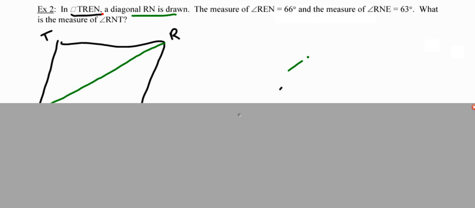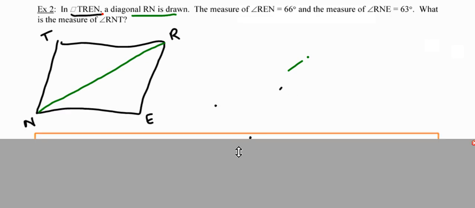This says the measure of angle REN is 66 degrees. So angle REN is this guy down here. And the measure of angle RNE is 63 degrees. So this guy here, 63 degrees. And they're asking us to find the measure of angle RNT. So they're asking us to find this little one in here. That's the fellow I'm searching for. So I can think of, off the bat, a couple of different ways that I could solve this problem.